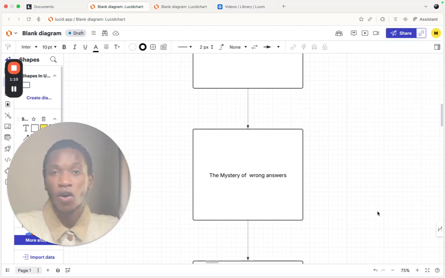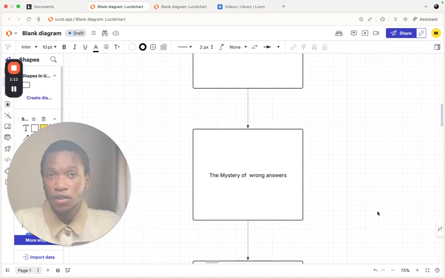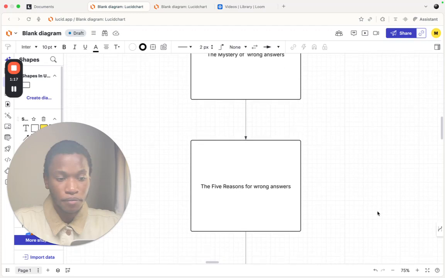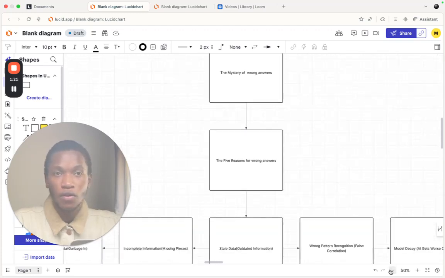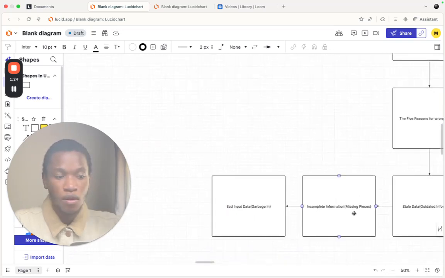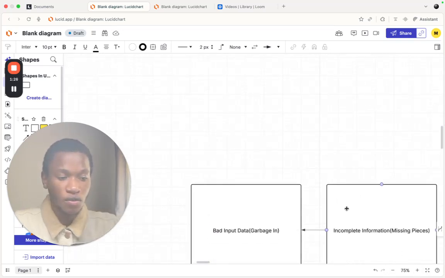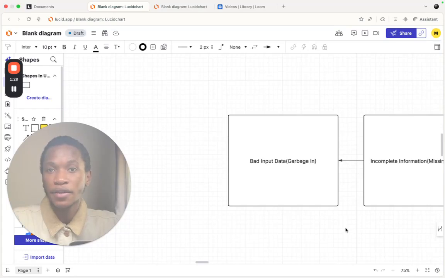And the answer is there are five reasons, and today we're identifying all of them. So the five reasons for wrong answers, starting with the first reason, which is bad input data.